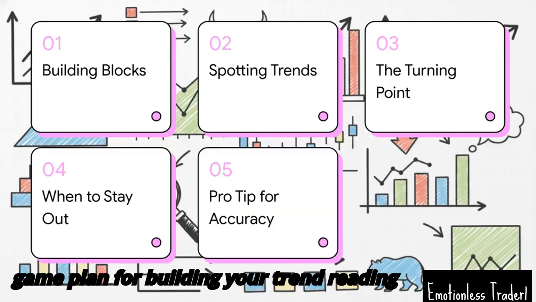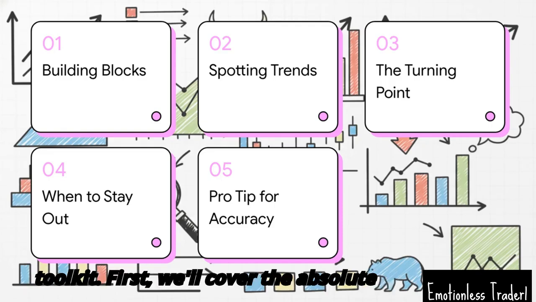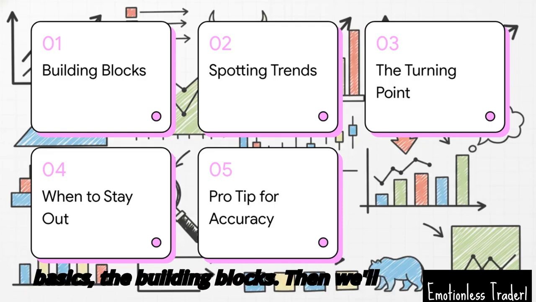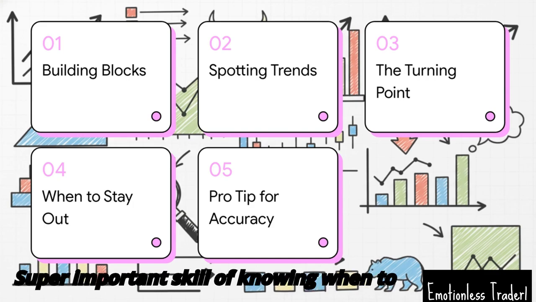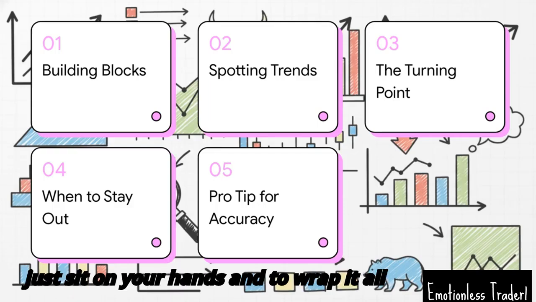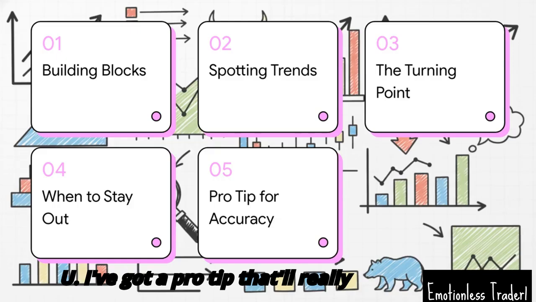So here's our game plan for building your trend reading toolkit. First, we'll cover the absolute basics, the building blocks. Then, we'll use those to spot clear uptrends and downtrends. Now, the real game changer is section 3, how to see a trend reversal as it's happening. We'll also cover the super important skill of knowing when to just sit on your hands. And to wrap it all up, I've got a pro tip that'll really sharpen your analysis.